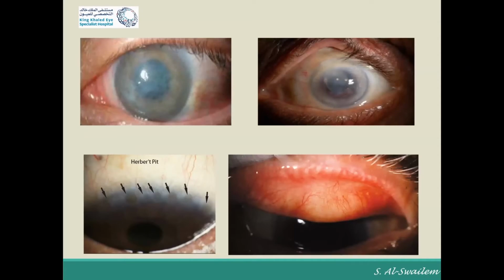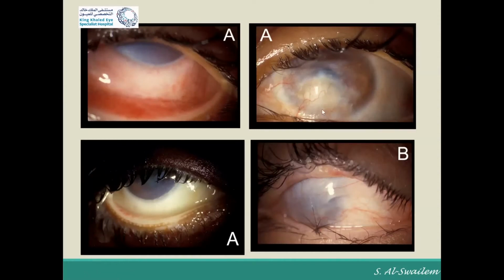I'm going to give you examples of some of our patients here in KKESH and mostly in Saudi Arabia. For instance, trachoma affects the cornea and conjunctiva, and you can see here it may cause diffuse corneal scarring. These are the Herbert's pits, and these are the Arlt's lines from the conjunctival scarring. And of course, it also affects the lashes and causes entropion and ectropion.